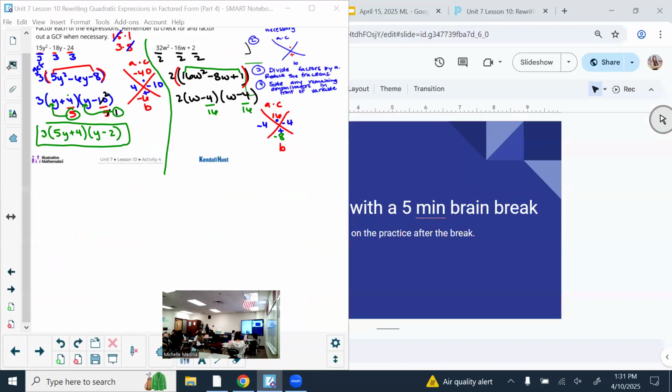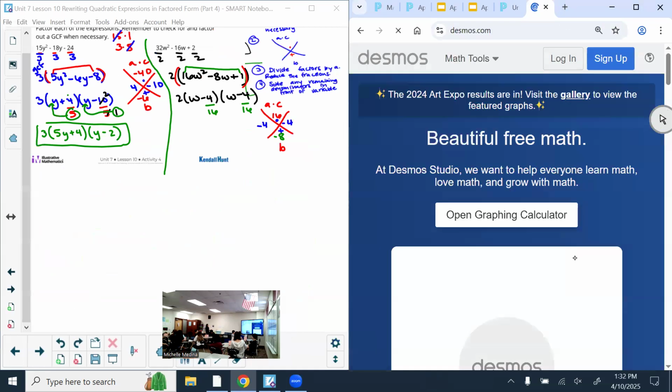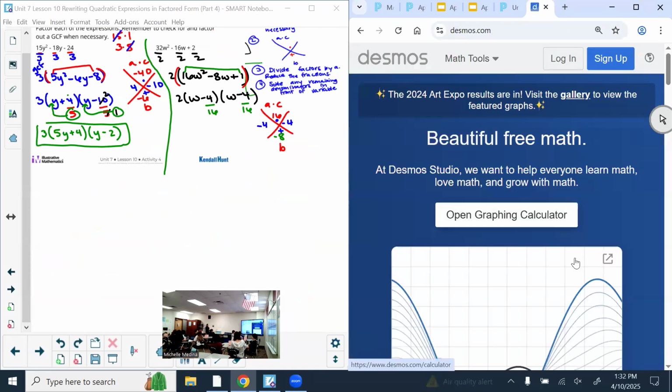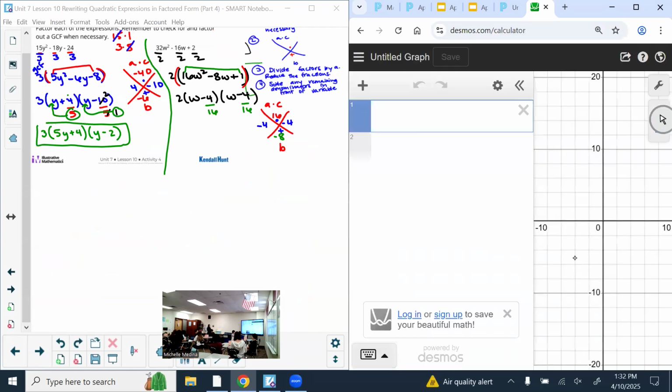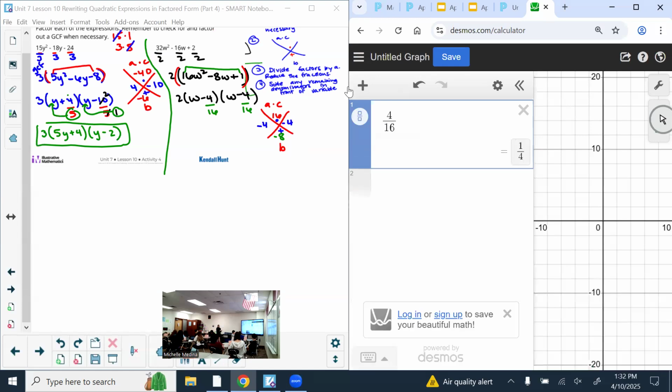Reduce the fractions, and I showed my class how to reduce fractions in the calculator. You don't have to struggle that hard with the calculator. Almost all calculators do this except for maybe your iPhone. So if 4/16 is what I need to reduce, I type it. It gives me the decimal. If I want the fraction, I hit the decimal to fraction button. So the reduced version of 4/16 is 1/4.